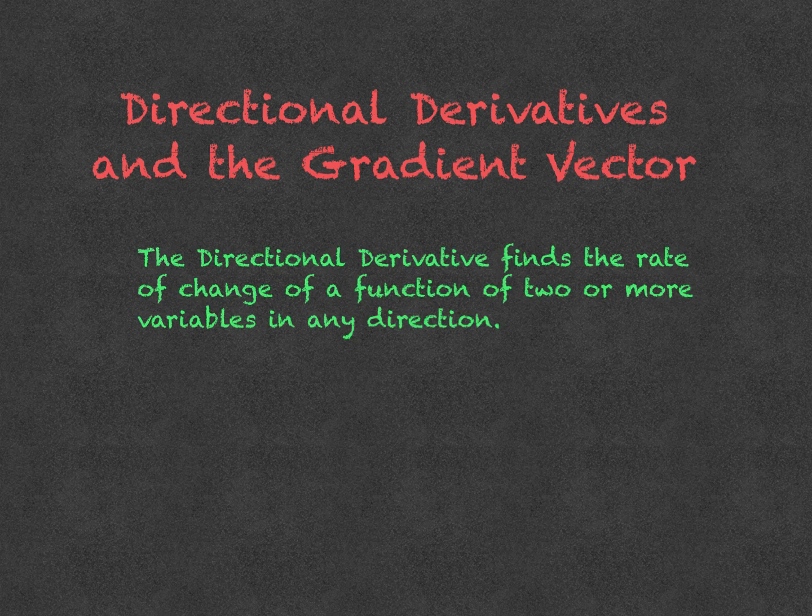Directional derivatives and the gradient vector. The directional derivative finds the rate of change of a function of two or more variables in any direction. So we're not just finding the slope of the tangent line, we're taking it in the direction of a certain vector. So let's look at, first of all, how is this helpful?